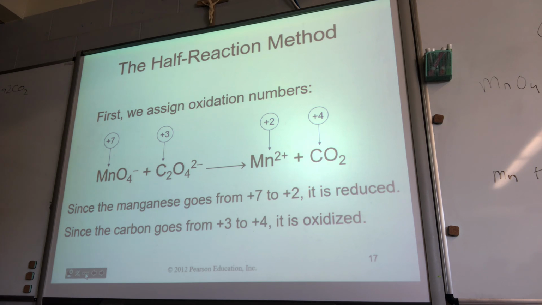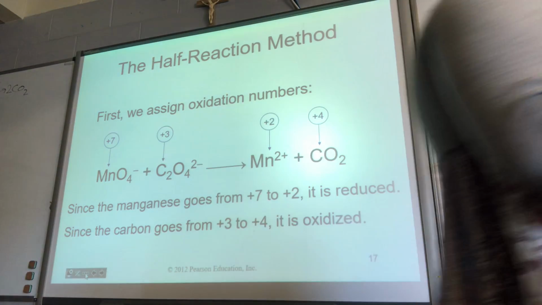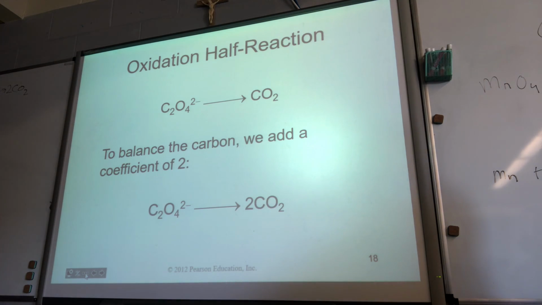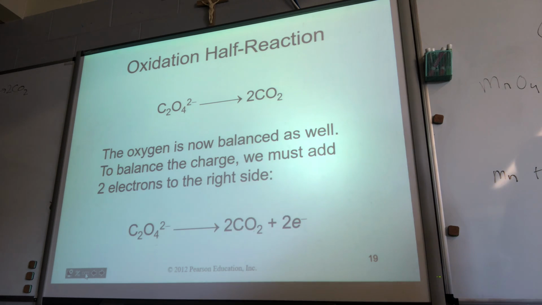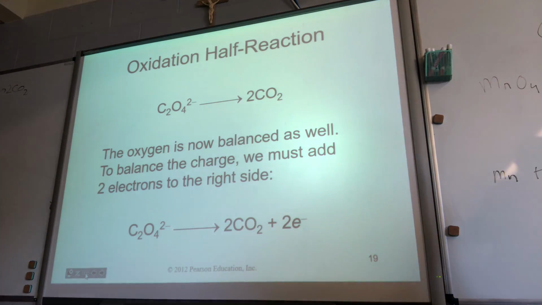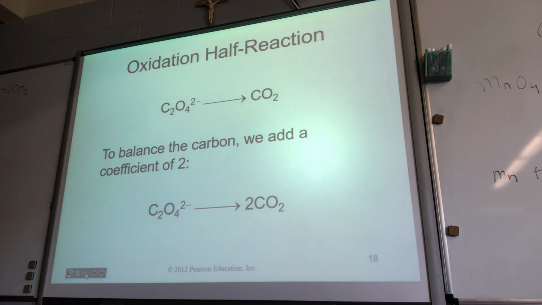What's next? 3B, which is balance O by adding H2O. Balance our oxygens by adding H2O to whichever side we need. Ignore that, we're not going to do their method. All right. How do we balance our oxygens here? Do we need to do anything? Do I have equal numbers of oxygens on both sides? Yeah, technically. What about over here?